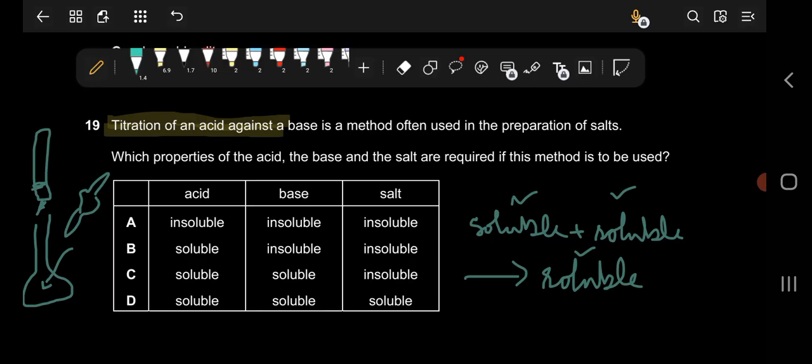not a fixed amount, we don't know, but of a fixed concentration. We're going to check the volume from the burette, and then we're going to put some base. So both are in liquid form, both are soluble, and we form a soluble salt. So it's going to be option D, soluble and soluble. I hope this one was an easy question. All of you got it.